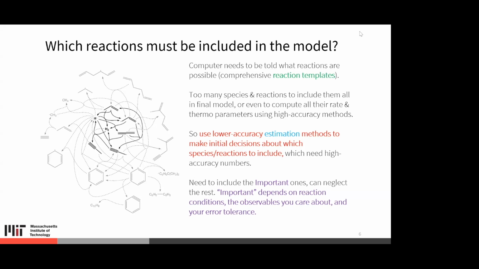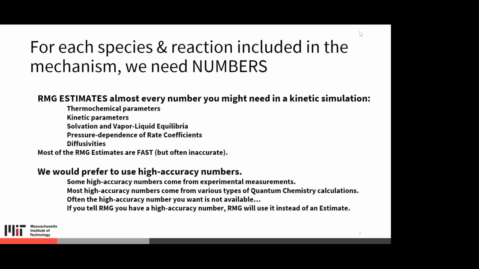And RMG does it one way, actually more than one way. RMG does it some different ways, but you might think of some other ways to do it, because this is not a solved problem about how you write down the correct reaction network. Then once you have the reaction network, you need a lot of numbers.